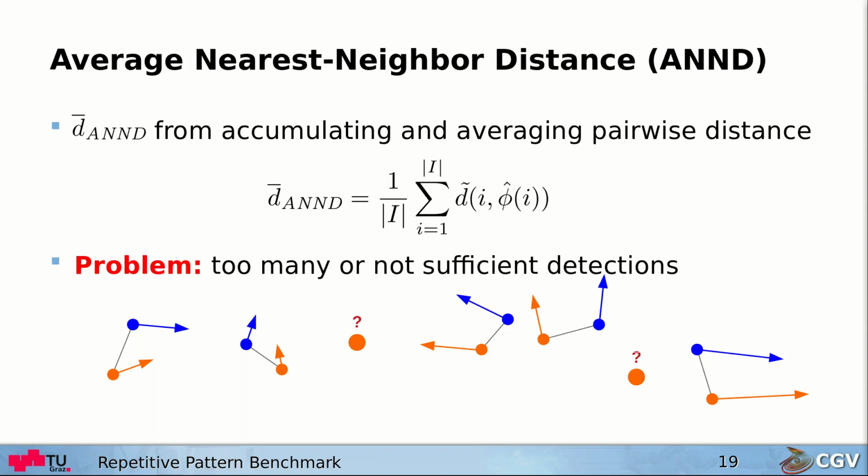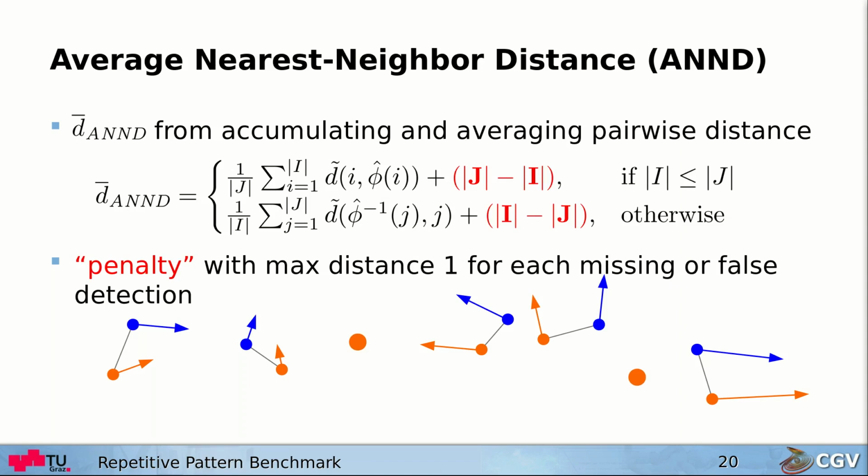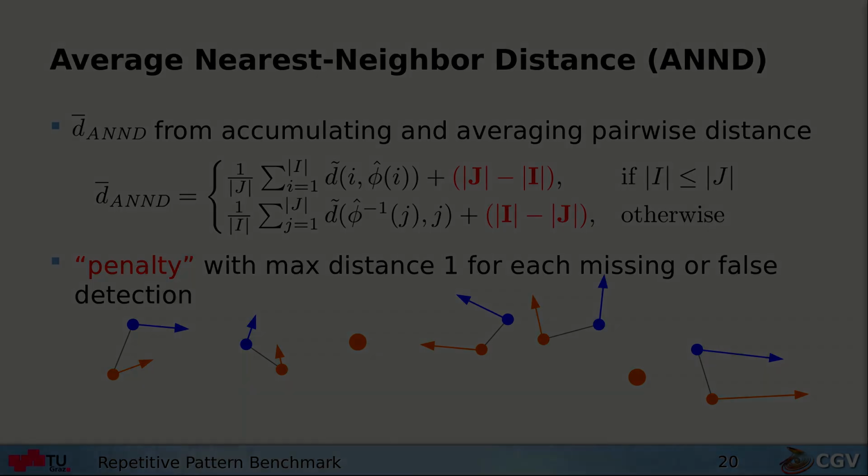A remaining issue is that too many or not sufficient detections could be returned by an algorithm. We take care of this overhead by introducing a penalty term which assumes the maximal normalized distance of 1 for each of the detections or ground truths which couldn't be paired up.